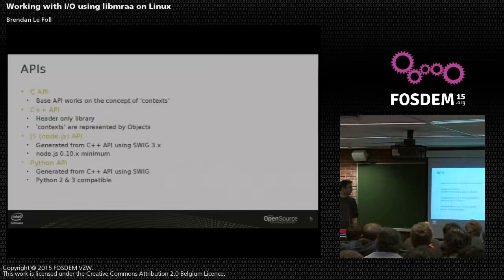We support a bunch of APIs. I forgot I was going to do a demo first, but I'll do a demo right after this. We have a C API, which is our base API, the entire library is written in C. Then we have a C++ header-only library. And then we use SWIG to generate JavaScript and Python APIs with a bunch of interface files to try and make it slightly nicer to use. Essentially we use Python byte arrays and Node buffers. So we only support Node.js, it's not pure JavaScript.